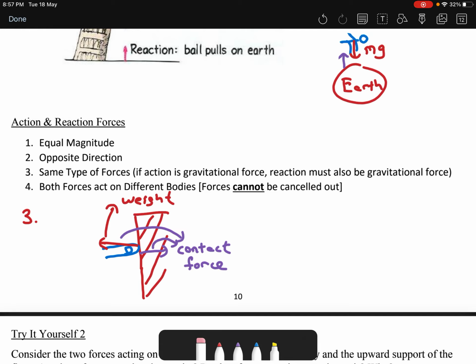Okay, and last but not least, let me just erase it. Last but not least is they must act on different bodies. What do I mean by that? Same scenario: my finger pushes on the wall. So this force is acting on the wall.